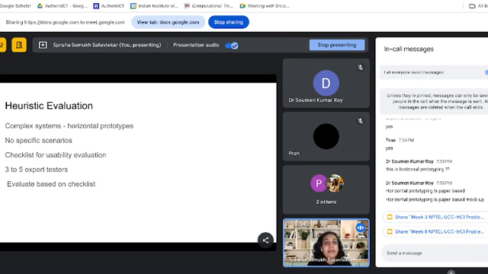Initially, when we were looking at the vertical prototypes, we were talking about simpler systems. Here we are talking about complex systems. Now, while we do the heuristic evaluation, heuristics basically means you have some parameters through which you will judge the system. These parameters are given as a checklist to the users.